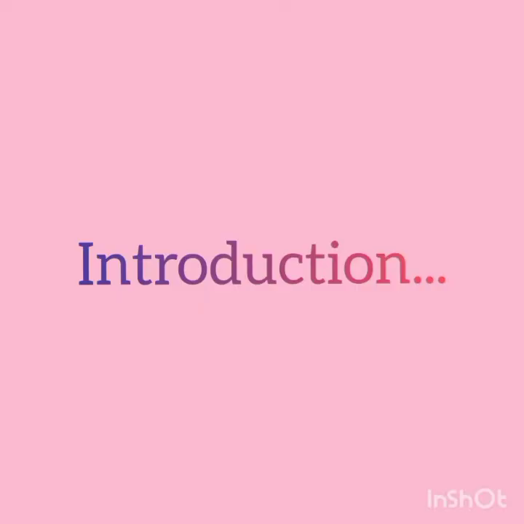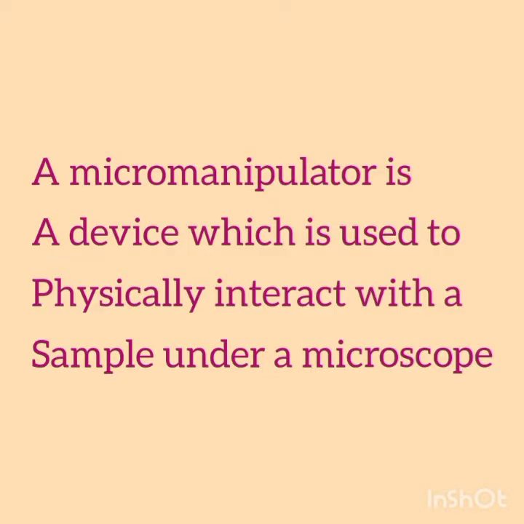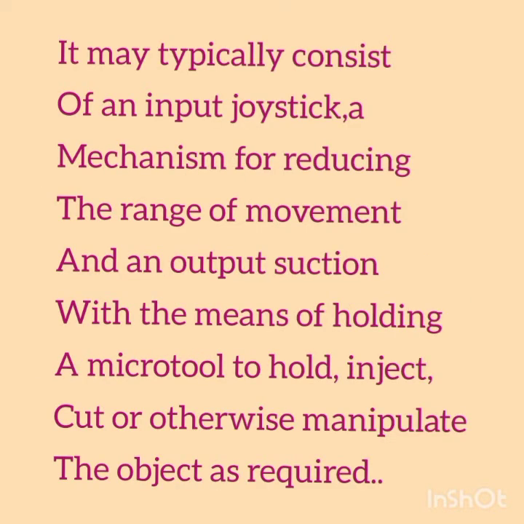What is a micromanipulator? A micromanipulator is a device which is used to physically interact with a sample under a microscope. It typically consists of an input joystick, a mechanism for reducing the range of movement, and an input section with the means of holding a micro tool to hold, inject, cut, or otherwise manipulate the object as required.